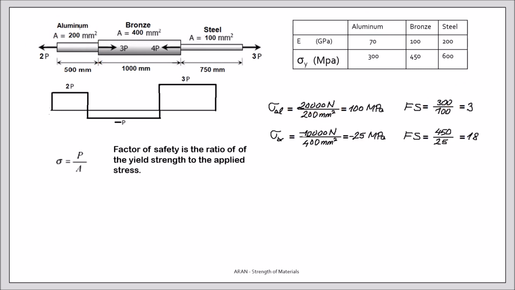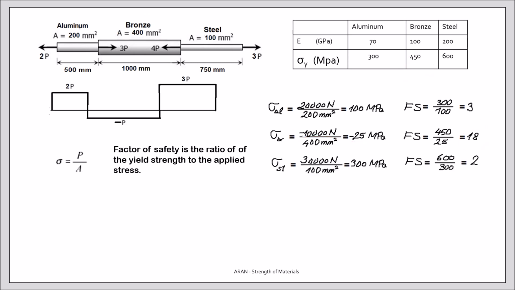The same for region 2, bronze. Here I have a compression and a higher area. The acting stress is 25. The yield is 450. Well, here we have a very, very high, let's say, factor of safety.